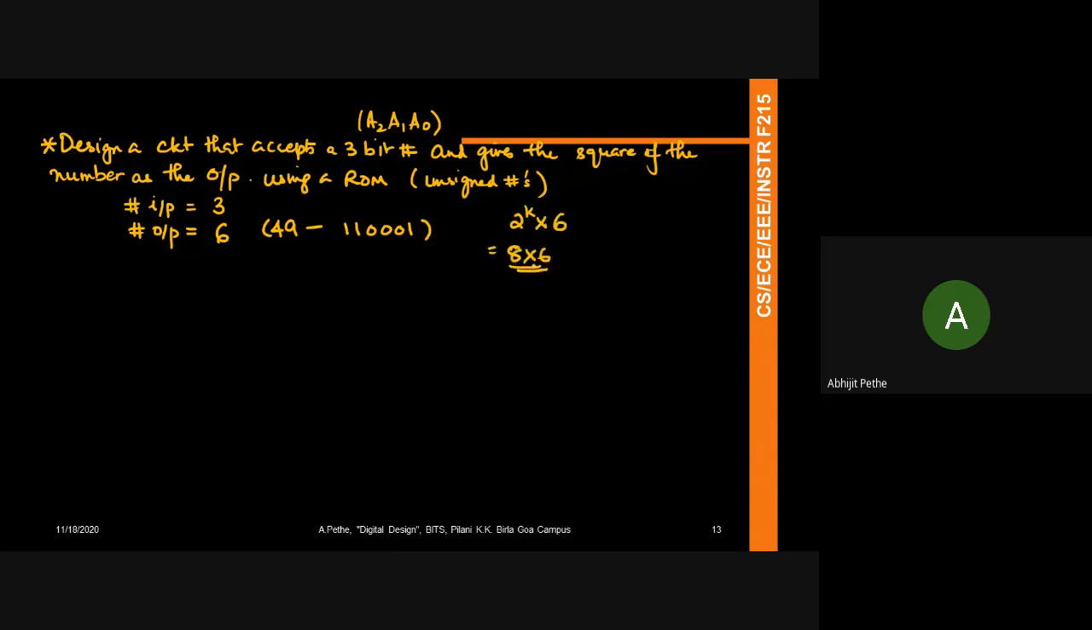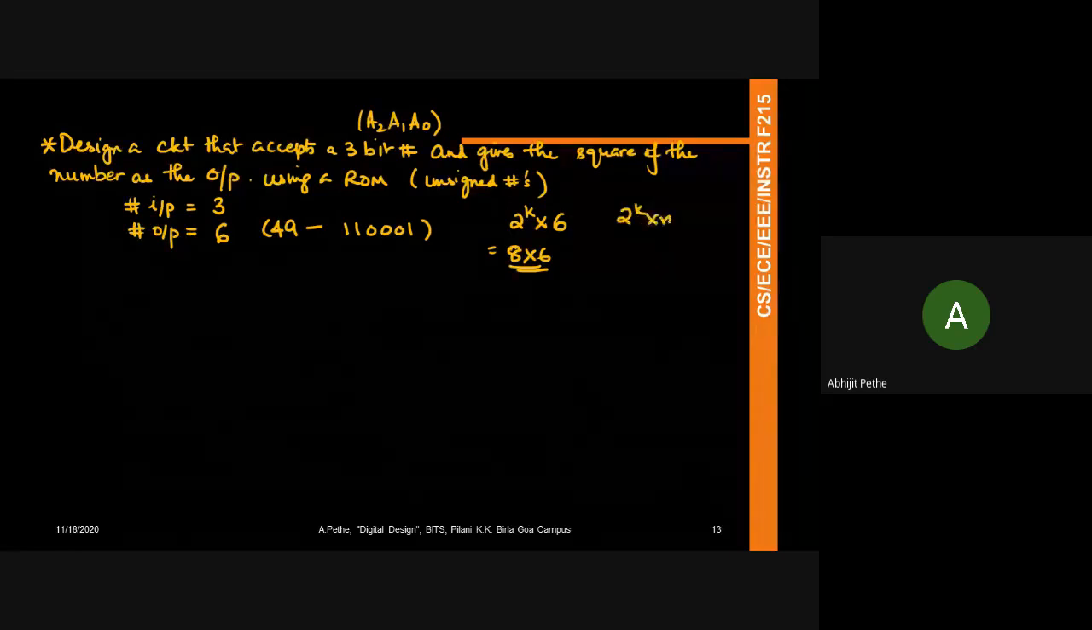Now let's think if we should use an 8x6 ROM, or can we get away with something simpler? Again, you want to use a ROM which is of the smallest size needed. You don't want to use a big ROM if you can get it done with a smaller ROM. Again, convention is 2 power k times n. So this is how you define the size of the ROM.